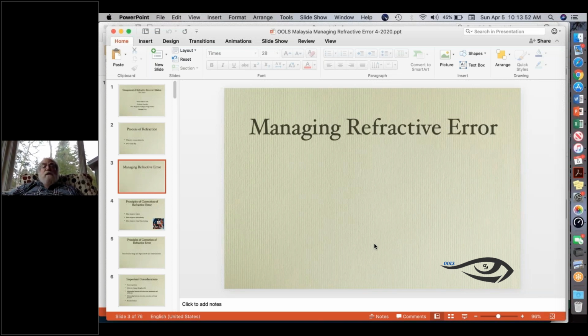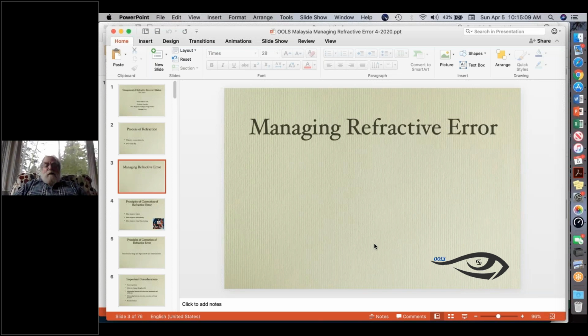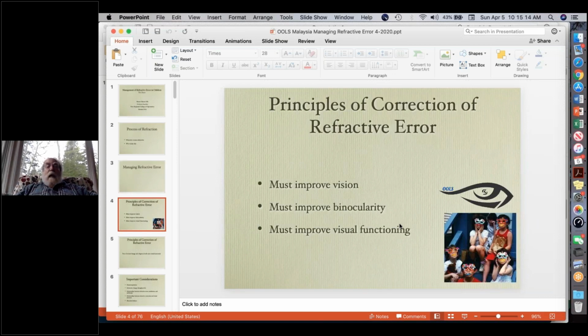Okay, so next thing, let's now talk about managing refractive error. I have a few principles of correcting refractive error that I think really sum up a lot of what you need to be doing and thinking about.